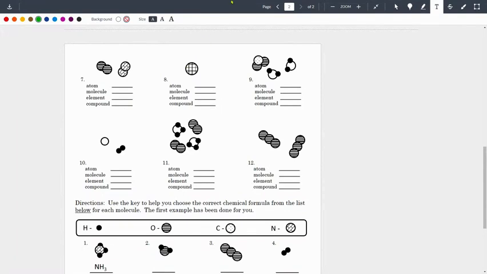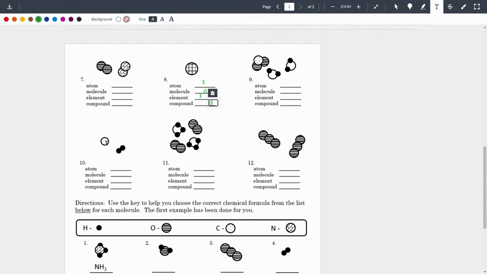Right here, we have a grand total of 1 atom. This is not a molecule because it's not bound to another atom, so there are 0 molecules. Elements, well, we only have 1 pattern, so this would be 1 element. And a compound, no, it's not bound to a second substance, so it can't be a compound.